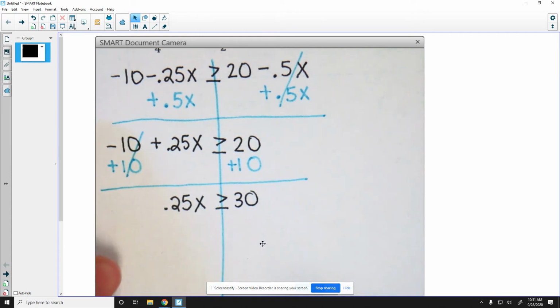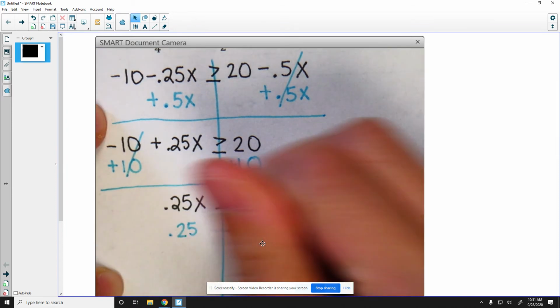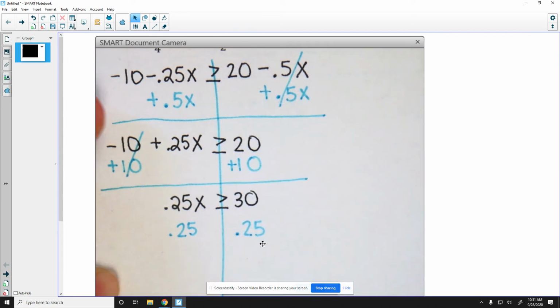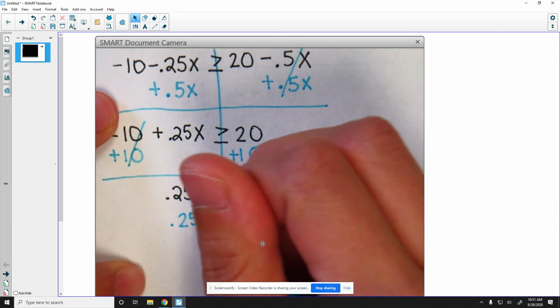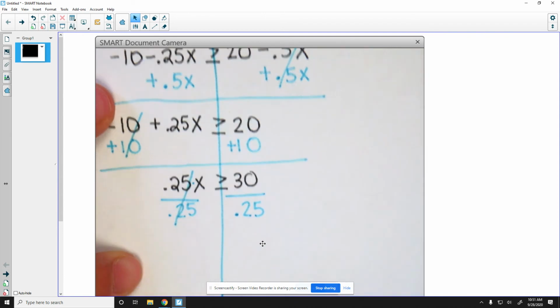All right, still not done yet. Valeria, what number do I drop down now? Thank you. Drop down the 0.25. We want to keep the x, so just drop down the 0.25. Savannah, add, subtract, multiply, divide. Because it's 0.25 times x, so opposite of times is divide. So you're going to divide both sides by 0.25.